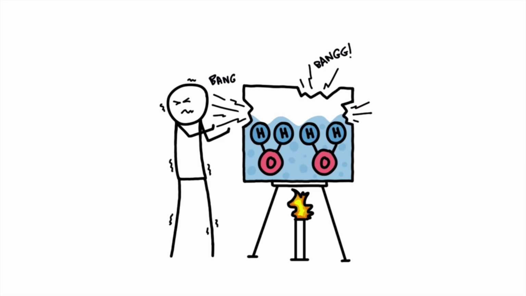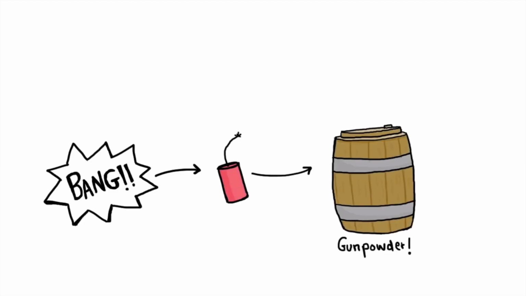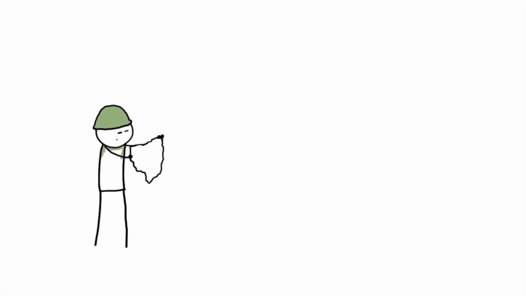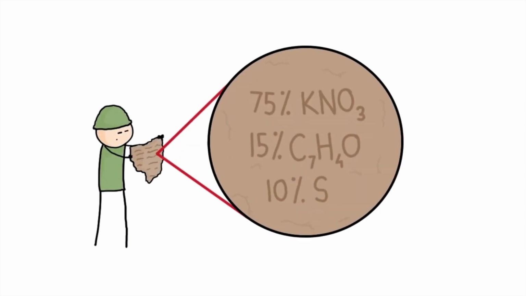Bangs in fireworks come from gunpowder. A good gunpowder is one that reacts in the fastest way possible. The earliest known formula for gunpowder is from a Chinese military manuscript, which says a gunpowder using specifically 75% potassium nitrate, 15% charcoal, and 10% sulfur will react in the fastest way possible.